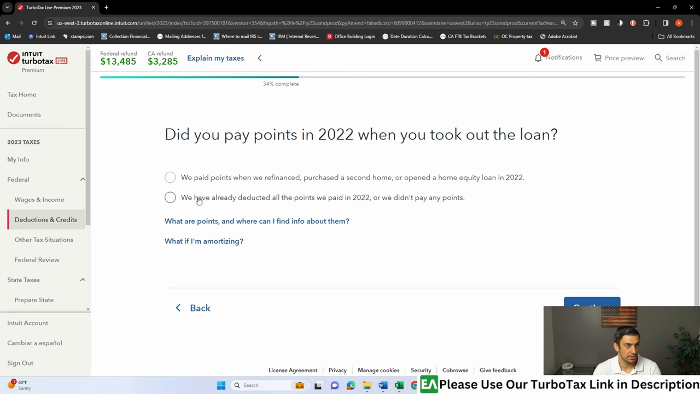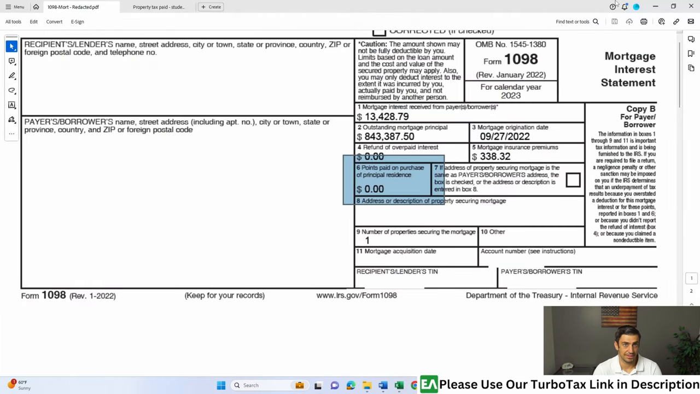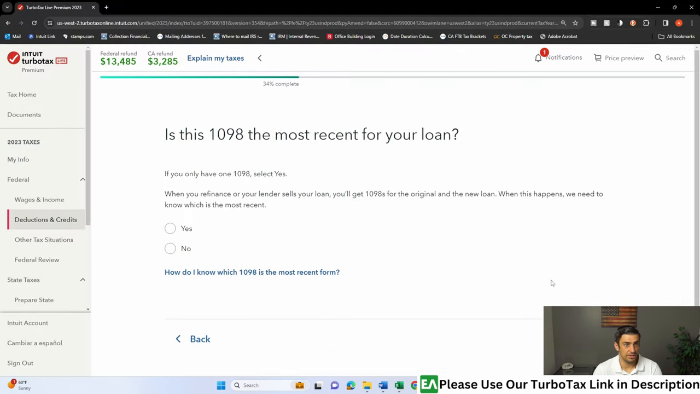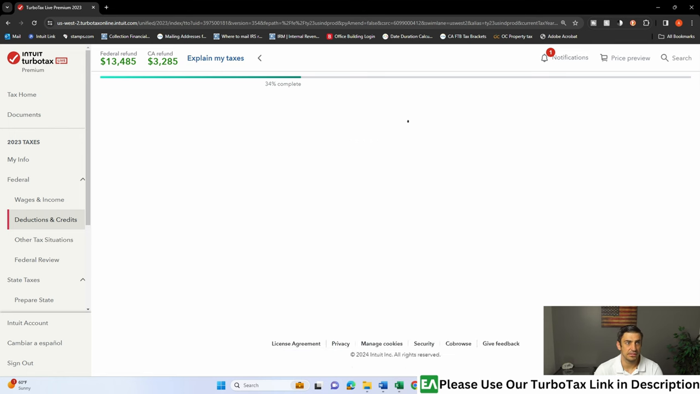Did you pay points? No, we didn't. It was already paid, or we didn't pay any points, so I'm going to hit the second one here. Generally, you would see that if you paid points here, in box six. Continue. Is this loan the most recent of your loans? I'm going to say yes, it is.